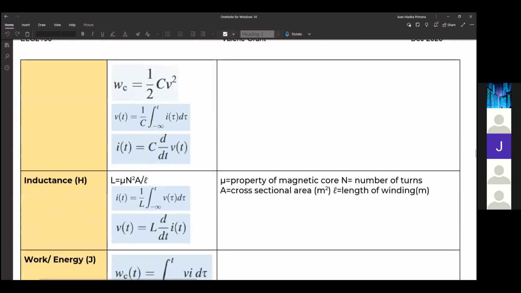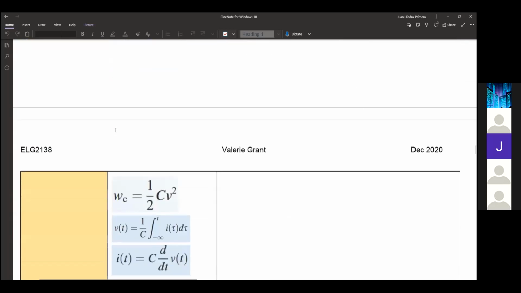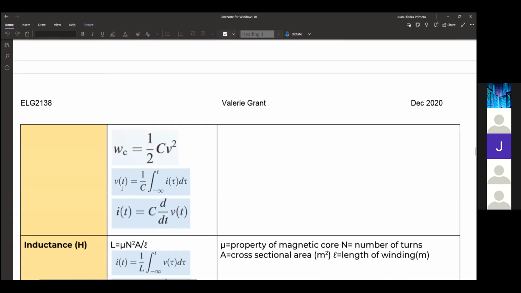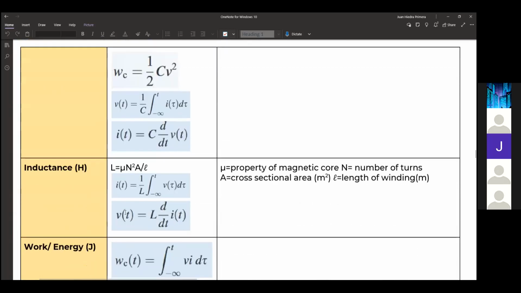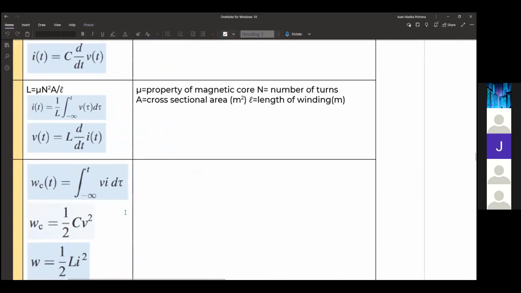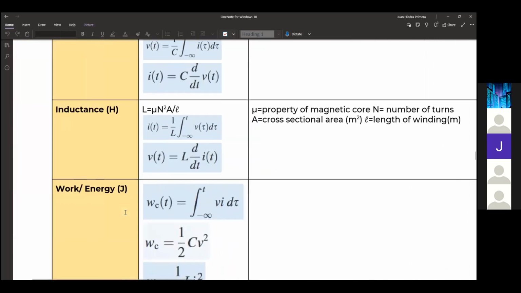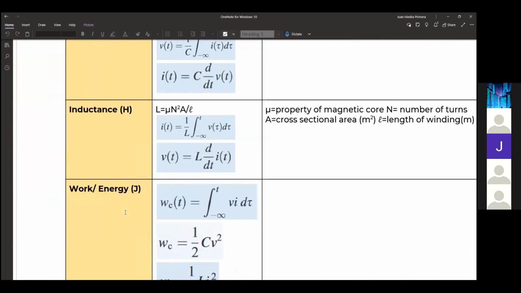Moving on, we have the formulas to calculate the charge in a capacitor, the voltage, and the current in the capacitor. So the inductor is similar in terms of its construction, but it's actually pretty interesting the way that they're set up. So let me get to that here.